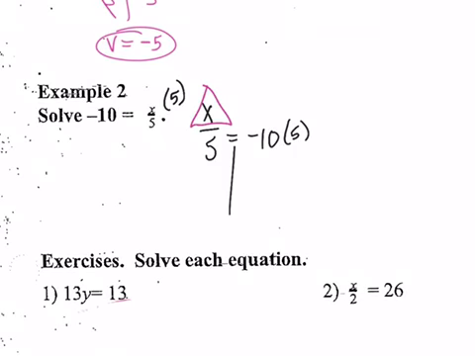Okay? We always want to start on the side that has the variable. That's why I'm getting rid of the 5 and not the 10. So I multiply. These will cancel out because it's the opposite operation. Then I'm going to multiply negative 10 times 5. So negative 10 times 5.